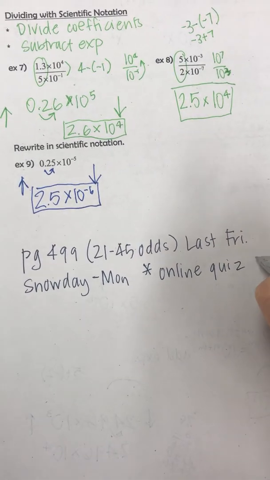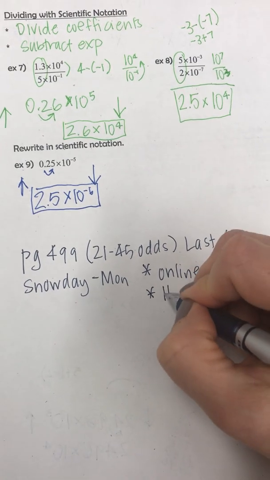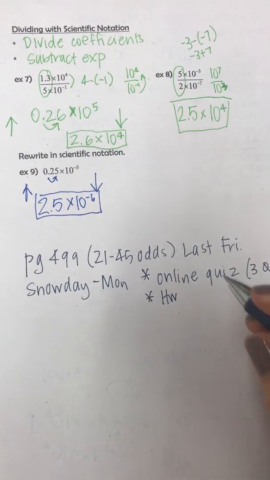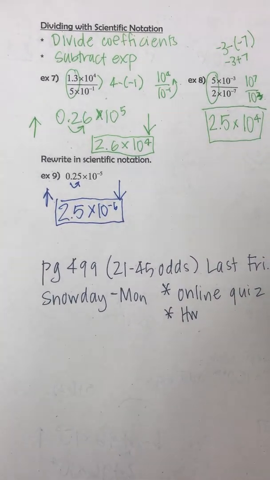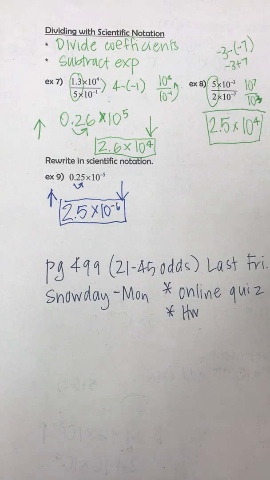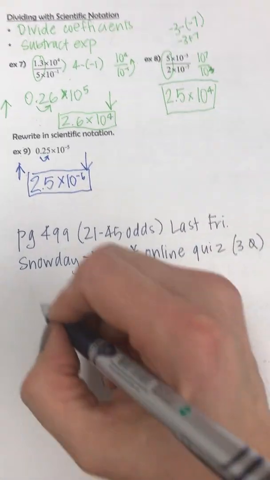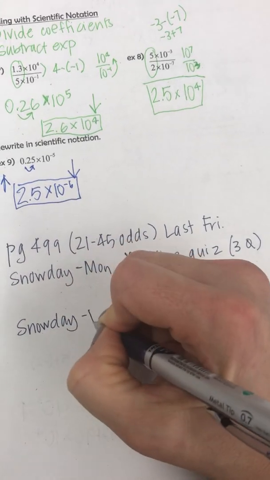That was 4 questions, or 3 questions. Then there was a homework assignment with that, and that homework assignment was like 2 different pages. I don't remember off the top of my head. It was like 540 or something. So double check the homework from last class. And now we'll have a snow day Wednesday.